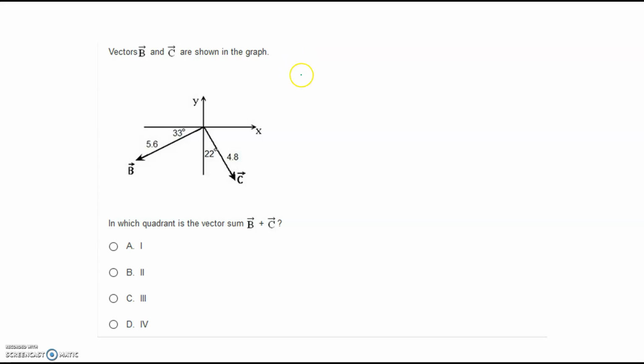So let's, oh, this is not the one I have. Oh, here we go. Okay, number 4. So this is what I have for this one. I went ahead and I dropped this, so I have BY and BX. And I dropped this one, so I have CY and CX. I subtracted 22 from 90 and I got 68 here, because I'm going to be using that. So this is 5.6 and this is 4.8.